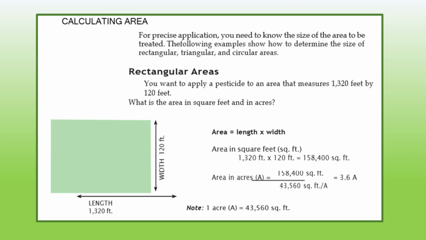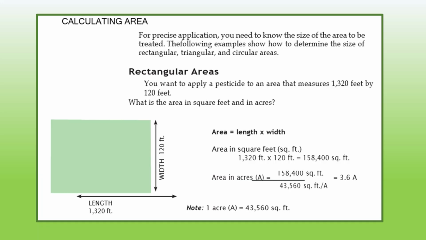First, when we're looking at rectangular areas, you want to apply a pesticide to an area that measures 1,320 feet by 120 feet. What is the area in square feet and in acres? Now, before we even set up this math problem, you need to understand that 1 acre is equal to 43,560 square feet. That's a good number for you to remember. As you can see at the bottom here, we've got the length at 1,320 feet. We've got the width on the right at 120 feet. In our calculation, area is going to equal length times width.